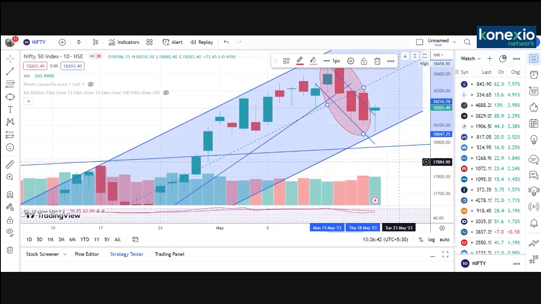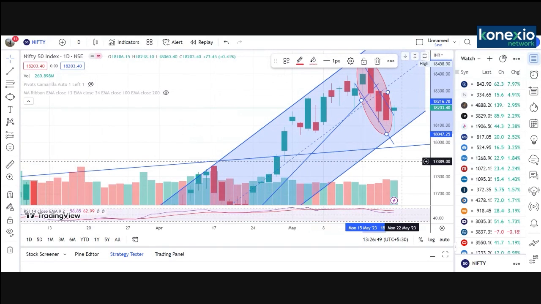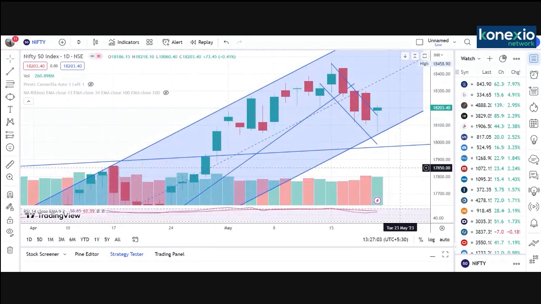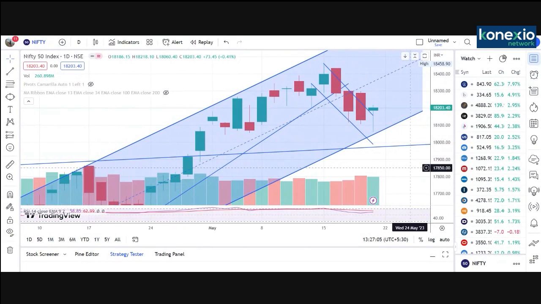But if it closes below 18,000, then we might see a further sell off, which might last towards maybe 17,800 to 17,750. But as of now, it is unlikely, because I will wait for at least Nifty to close below the 18,000 mark, and then we will have a view of the further downside targets. As of now, I am expecting a pullback or a bounce back towards the 18,390 odd mark, at least in the next week.